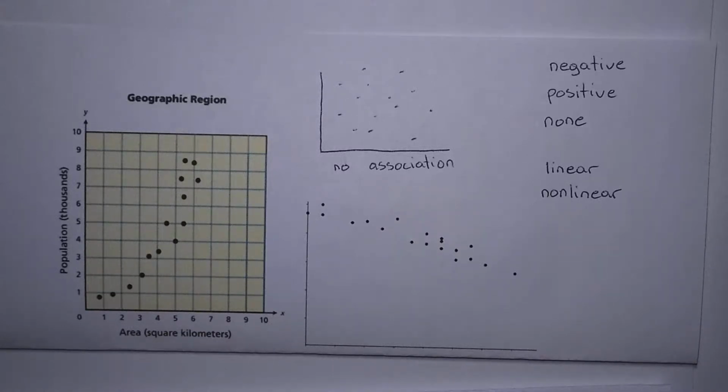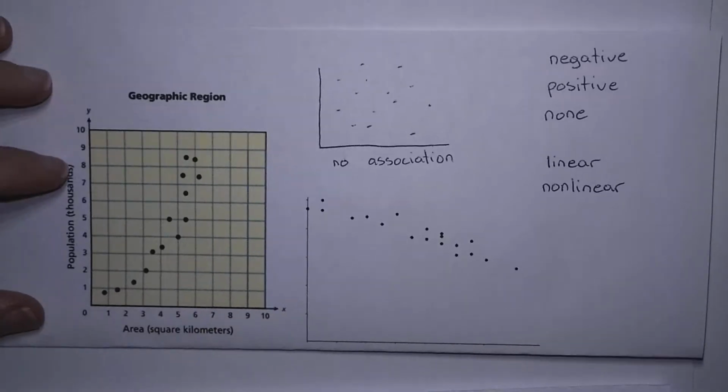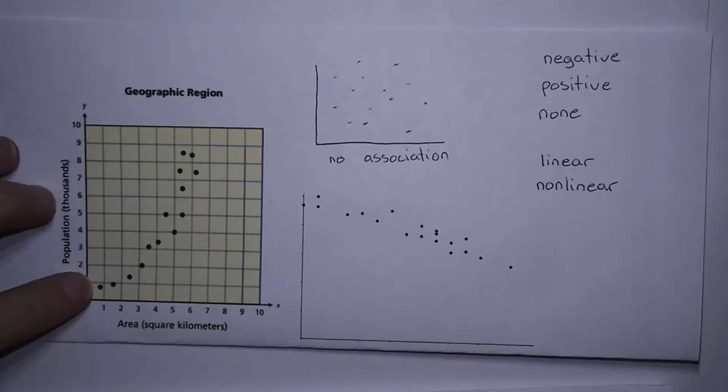Here is how you can determine if something has a negative, positive, or no relationship, or no association. Also, if it has a linear or nonlinear association or relationship. First, let's go ahead and look at this graph here.